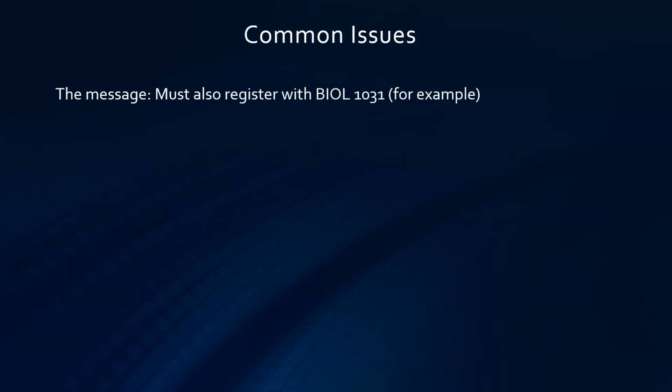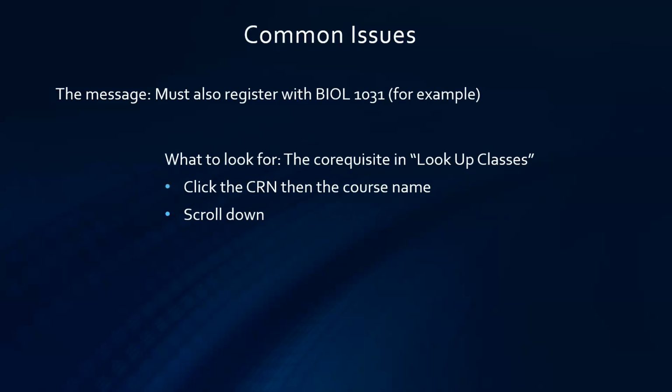Must also register with another course means that this class has a co-requisite. For example, most science courses require a lecture plus a lab. You have to register for both courses at the same time by listing both CRNs on Add or Drop Classes before submitting changes. To see the co-requisite for a class, look up the class in Lookup Classes, click on the CRN, then click on the name of the class at the top. Scroll to the bottom to find the co-req.